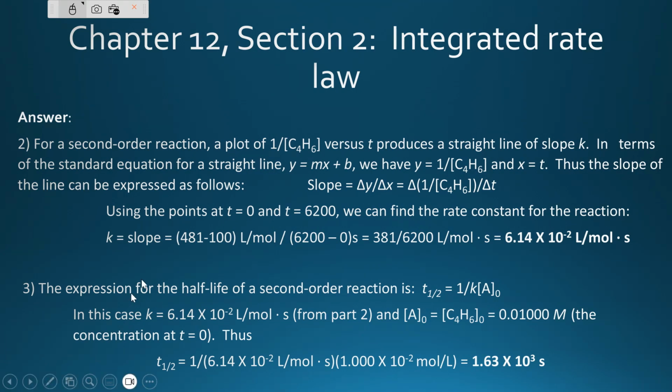Your slope is going to be 481 from your data minus 100, over your change in time, 6,200 versus when you started, and you'll end up with 6.14 times 10 to the negative second. That will give you your value for that one. Now, for the expression of the half-life, if we plug those values in, k equals, from part 2, 6.14 times 10 to the negative second. We see our values for the concentration at time, and so we end up with the time being 1.63 times 10 to the third. Okay, so you just look through those things.